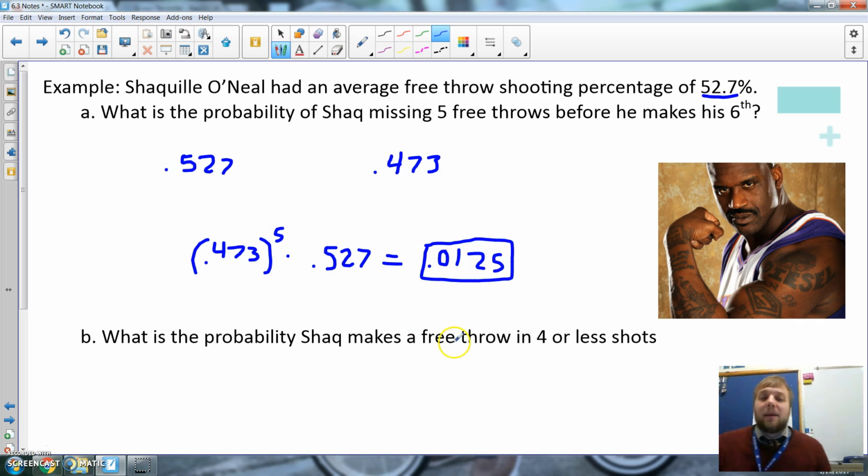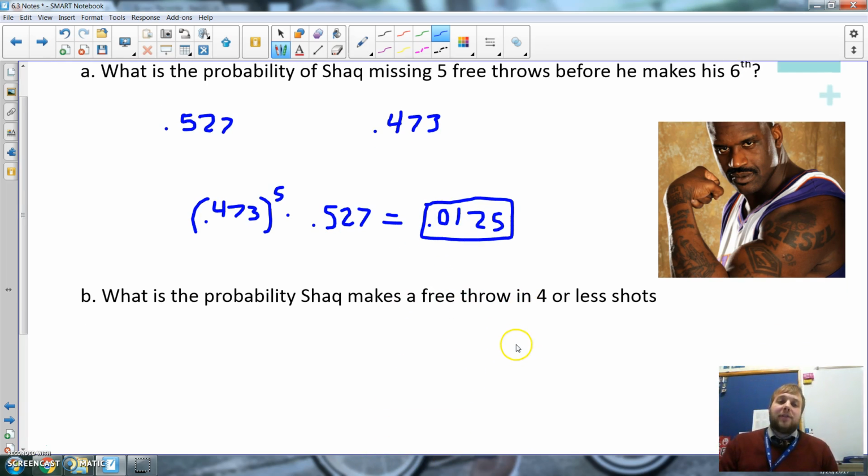What is the probability Shaq makes a free throw in 4 or less shots? That means I not only have to do the 4, but I also have to do the 3, the 2, the 1, and the 0. Now, there is a button in your calculator. Remember, you can go 2nd Vars. It's distribution, and then look for a geometric CDF. That'll find the cumulative. Bye, guys.